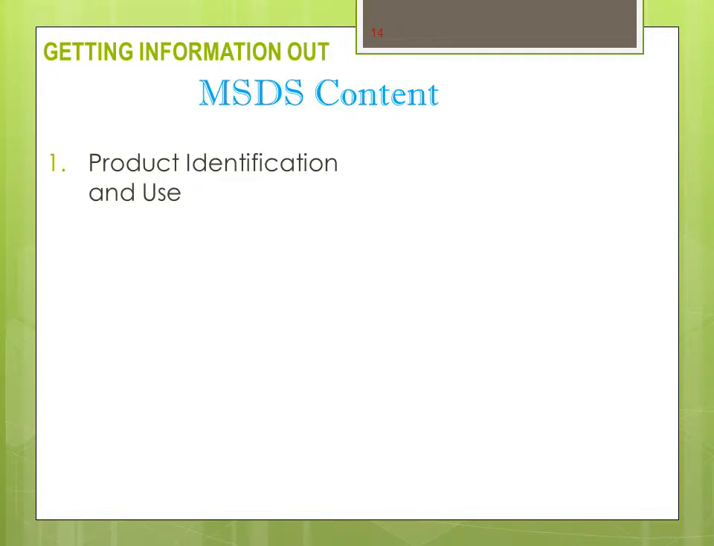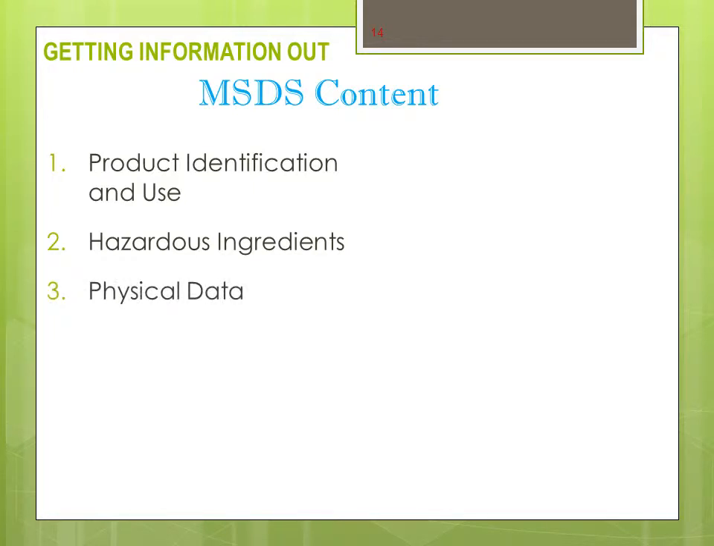1. Product identification and use. This is the name of the product and what it is used for. It is important to ensure that the MSDS corresponds with the product. 2. Hazardous ingredients. All hazardous ingredients that are contained in the product must be identified here. Non-hazardous ingredients need not be identified, but often they are. 3. Physical data.